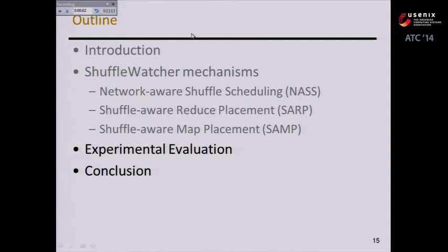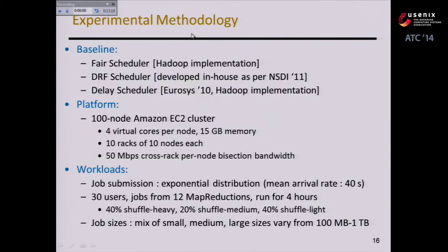Now I'll quickly go through the experimental evaluation and then finally present some results. Our baselines here are the Fair scheduler and the Delay scheduler, which are already part of the Hadoop release. The DRF scheduler, dominant resource fairness, was re-implemented by our team in-house. The platform is a 100-node Amazon EC2 cluster, with 10 racks of 10 nodes each, and 50 Mbps cross-rack per-node bisection bandwidth.